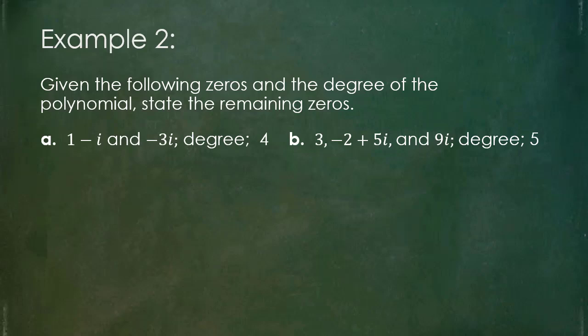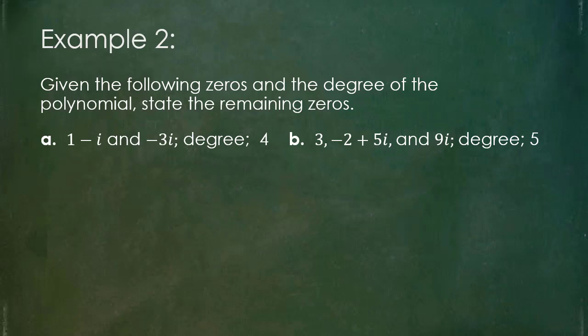So an application of how this could come to be, notice this one just says if you were given these zeros and you know what the degree of the polynomial happens to be, just state whatever the remaining zeros happen to be. So instead of having to actually set up and multiply out all of the factors to come up with a polynomial, we could just at this point, from the given zeros, find the remaining zeros that we have. So remember, the degree tells us how many total zeros we should have, counting both the real and imaginary ones.